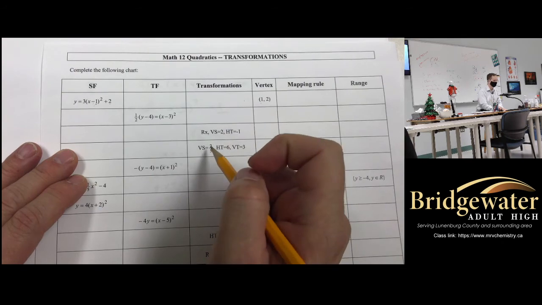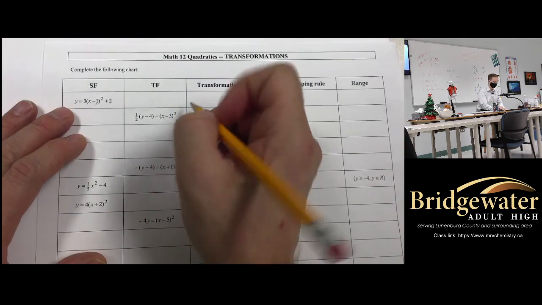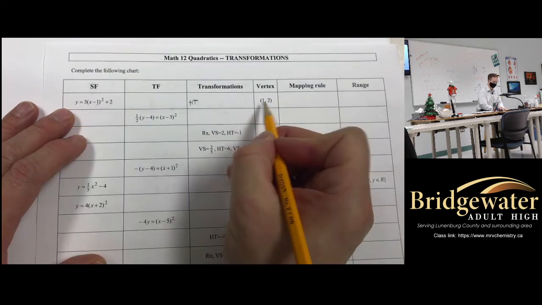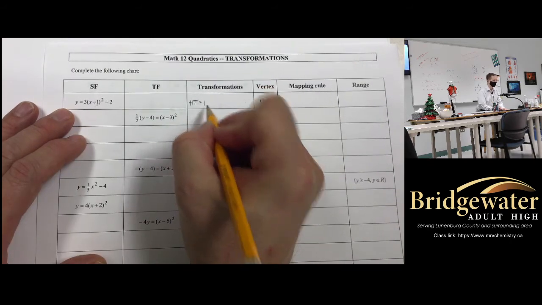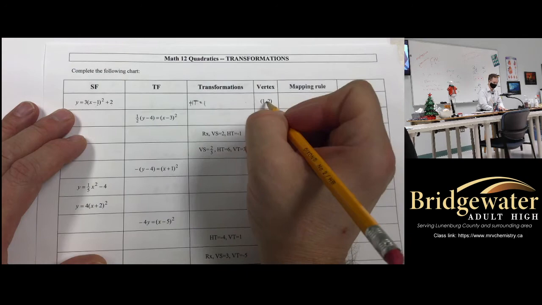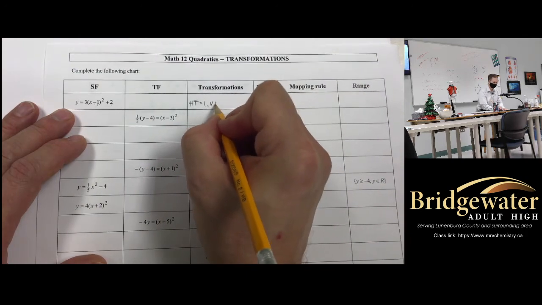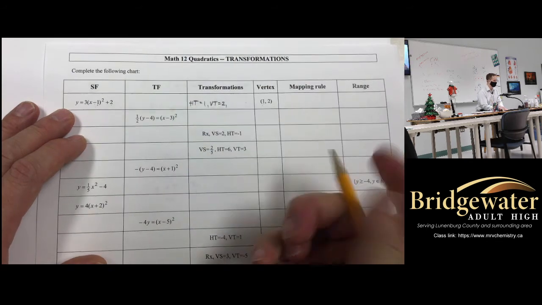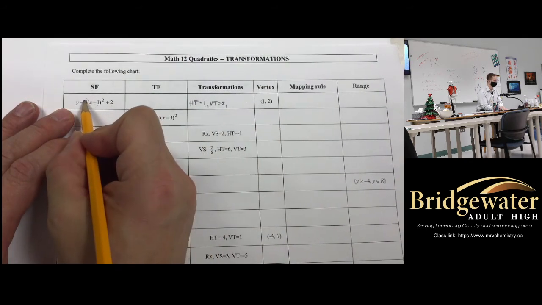Okay, so what's the transformation? Well, the transformation would be your horizontal translation. Did we move it over on the X? Yes. That's equal to 1. Did we move it up and down on the Y? Yes. The vertical translation is 2. Is it opening up or is it opening down? Well, that's the A value. So it's opening up.